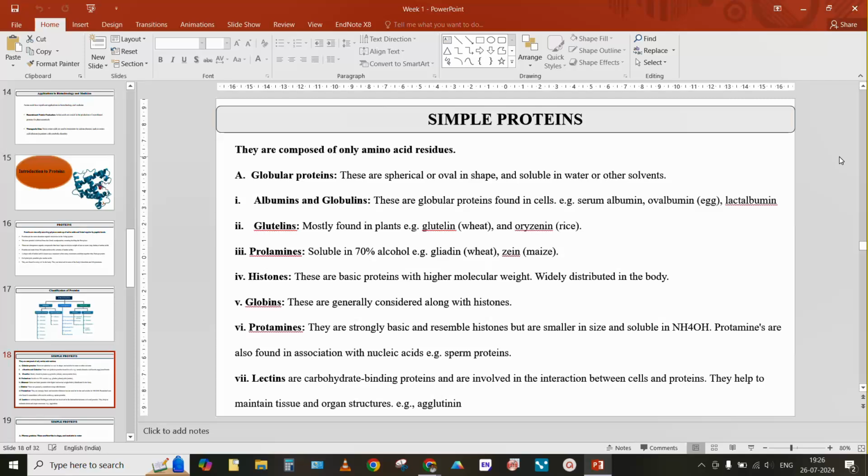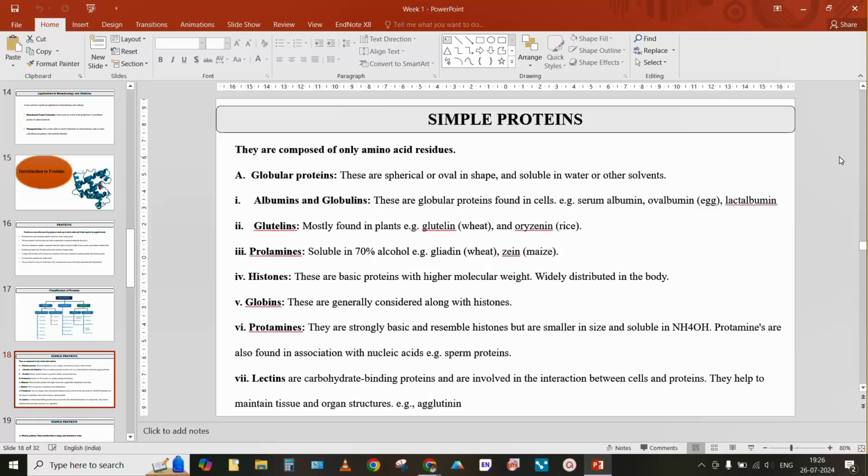Protamines are strongly basic and resemble histones, but are smaller in size and soluble in ammonium solutions. Protamines are also found in association with nucleic acids. The last are lectins, which are carbohydrate-binding proteins involved in the interaction between cells and proteins. They help to maintain tissue and organ structures.